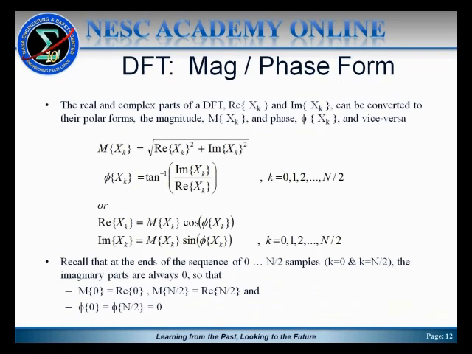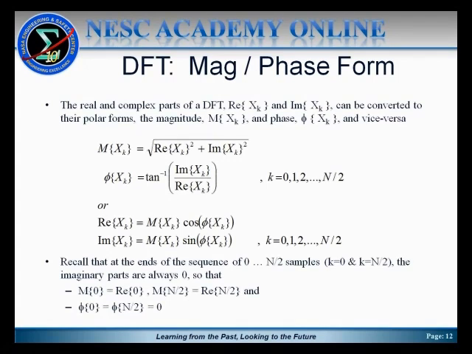Now on the next slide we'll talk about the discrete Fourier transform in its magnitude and phase form, which I mentioned on the previous slide can be equivalently written instead of the real and imaginary parts. In so doing, the equations on this slide can be used to transform back and forth between the real and imaginary parts, denoted by RE in curly brackets of x sub k and IM in curly brackets of x sub k, to the magnitude and phase form, or M of x sub k and phi of x sub k. So the first set of equations here is if you have the real and imaginary parts and you want to compute the magnitude and phase.